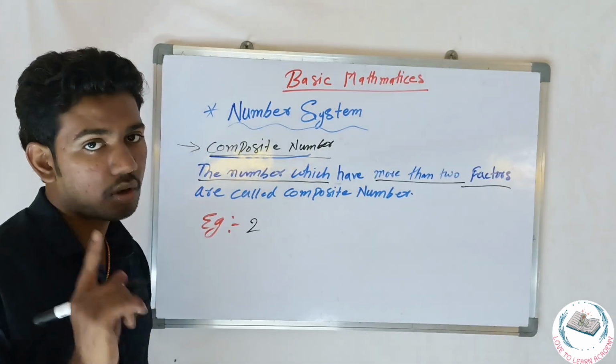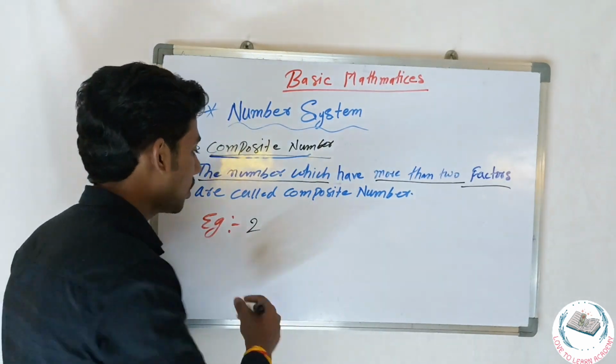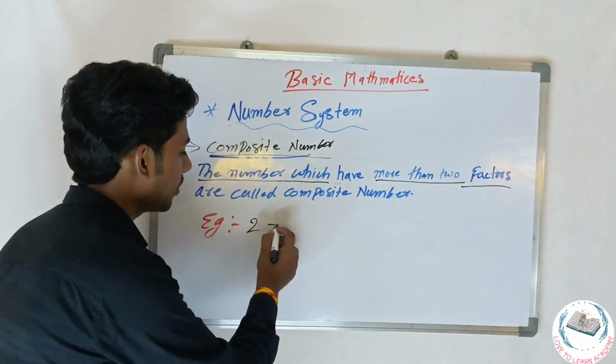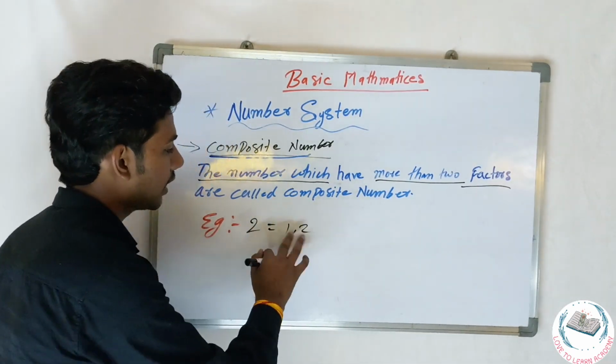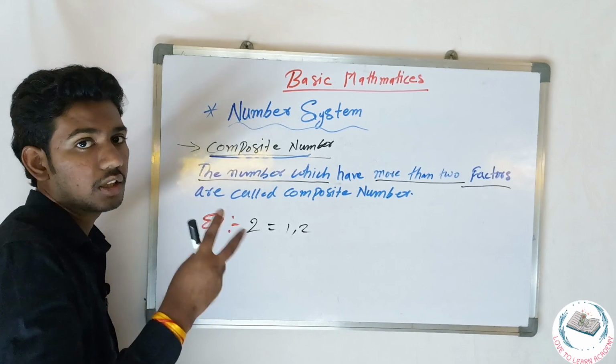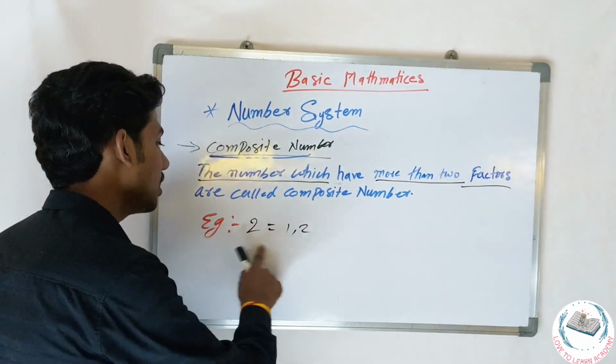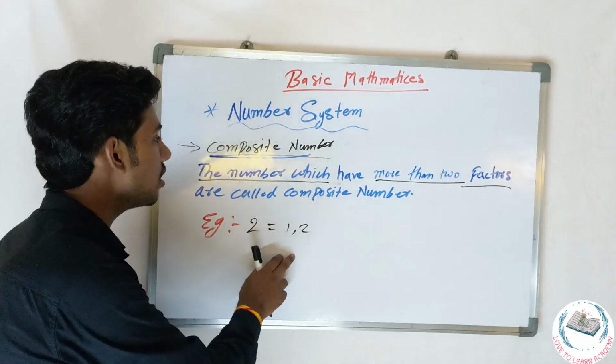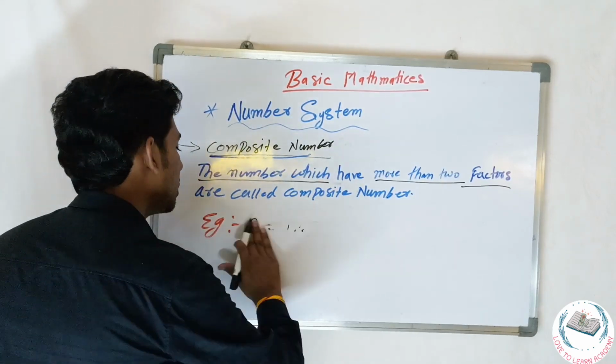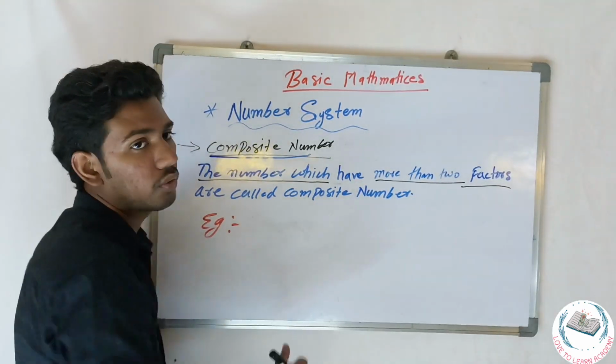2 is not a composite number. How do I tell you? Suppose you take the factors of 2, it will be 1 or 2 only. It is a prime number. The number which has two factors, 1 and itself, is known as a prime number. It's a prime number, not a composite number.